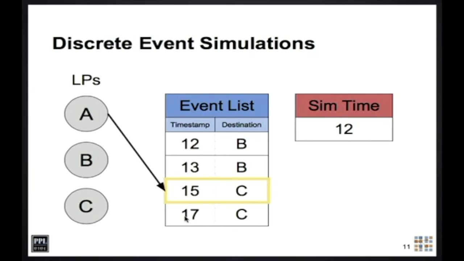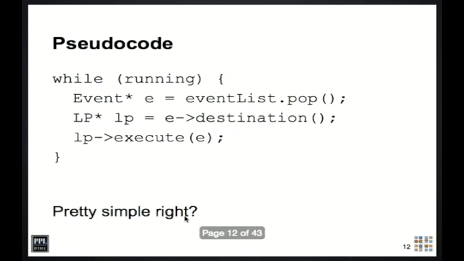And pretty much that's just how we go through. We just keep pulling out the top event, executing it. Executing it may create new events for the future, so we put those back in the queue. And eventually we hit the end and we've run our simulation. So the pseudocode for this also looks shockingly simple. You just have an event list. You pop the top event off, execute it on its destination, and just do that over and over again until you run out of events.